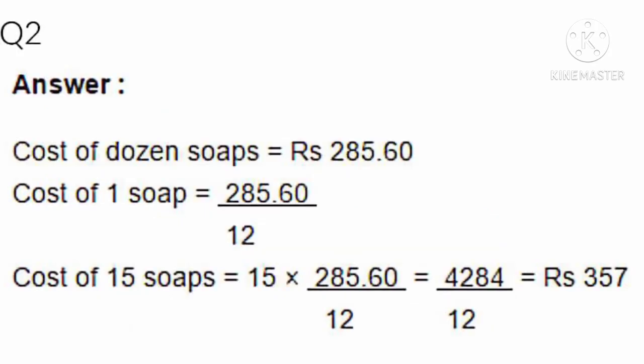Right? Question number 2. If the cost of a dozen soaps is rupees 285.60, what will be the cost of 15 such soaps? So cost of a dozen soaps is given. So cost of one soap will be 285.60 divided by 12. Why? Because 1 dozen is equal to 12 pieces. So cost of 15 soaps will be 15 into 285.60 divided by 12, which is rupees 357.